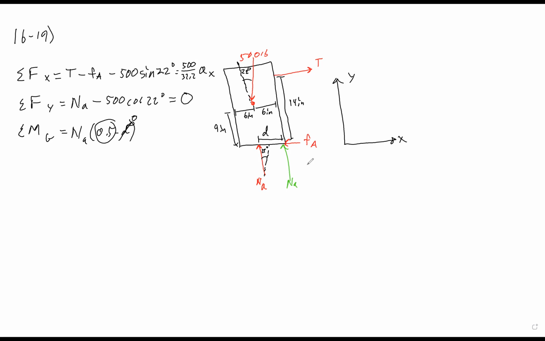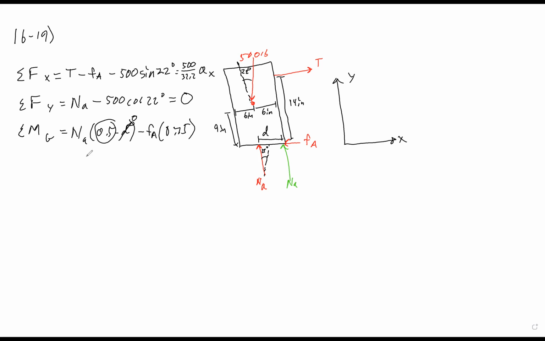All right, next term is going to be the friction. Well, the friction is going to be 9 inches down from the center of gravity. The center of gravity is 9 inches above the bottom. That means that we are 0.75 feet. So this is going to be plus the friction force F_A times 0.75. Now the force is going to cause a clockwise rotation, so this is actually a negative term.